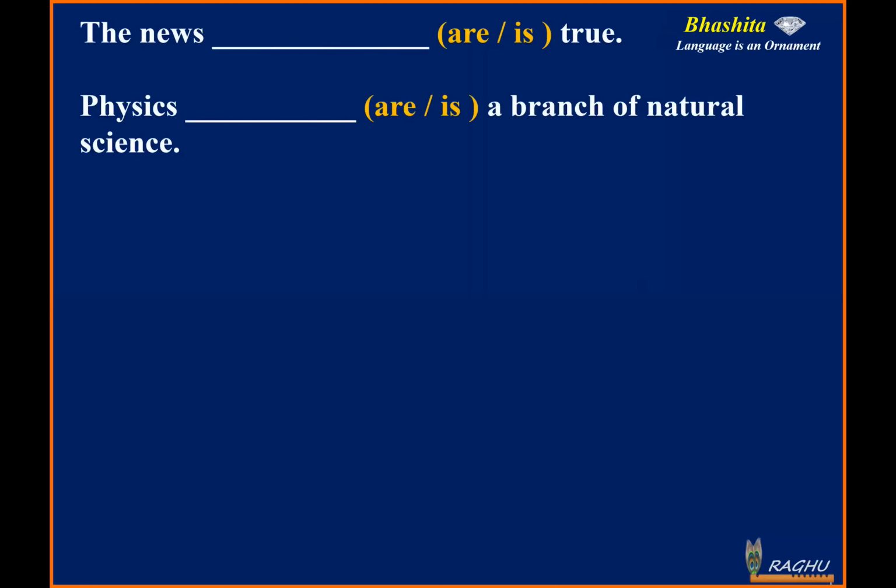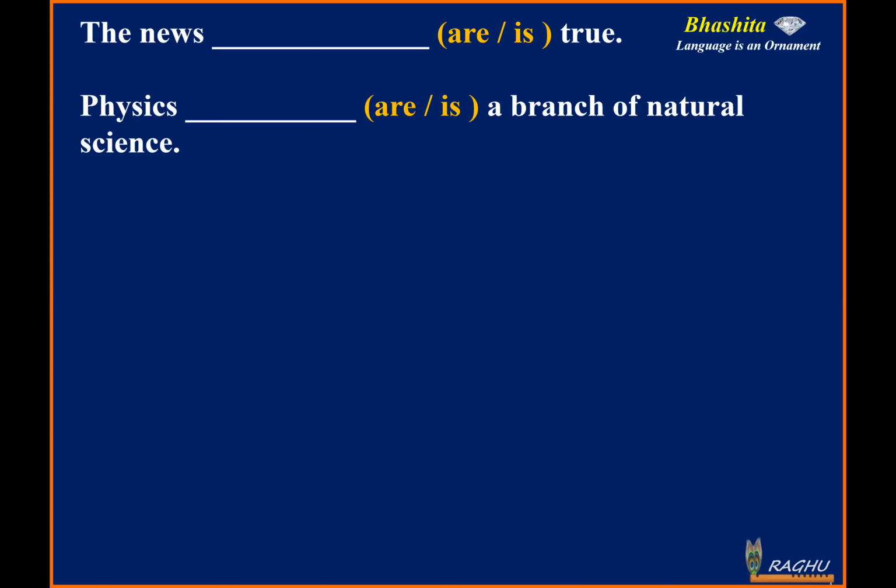Students, let us move on to the next rule now. I have given two sentences on the screen. Let me read out the sentences. The news dash, the given options are is or are: the news is true. The second sentence is physics dash, options are is or are: physics is a branch of natural science. Students, can you guess what are the right options for the given two sentences here?